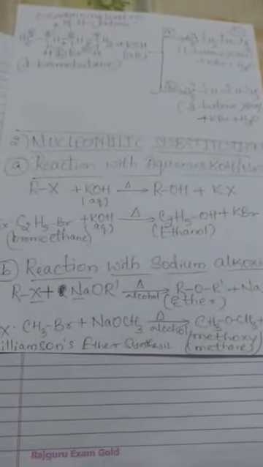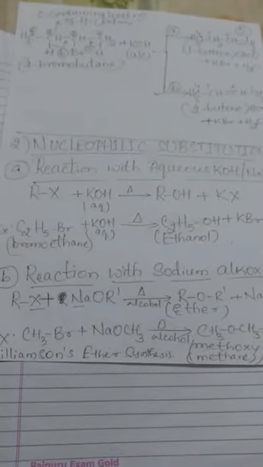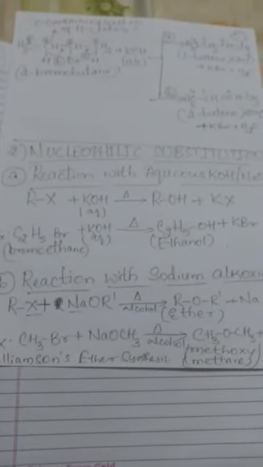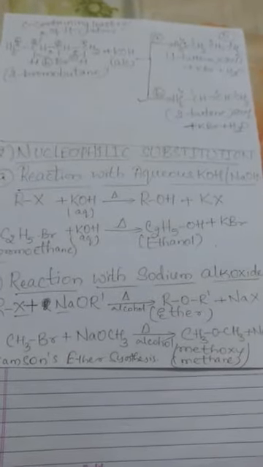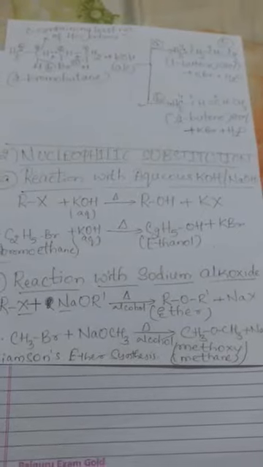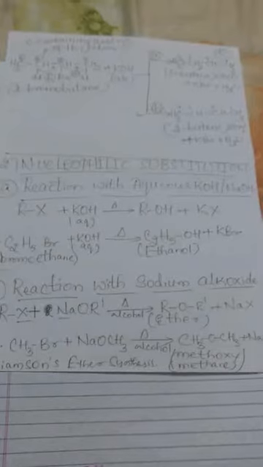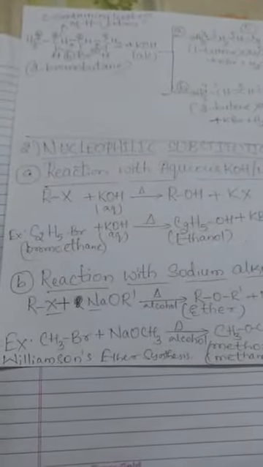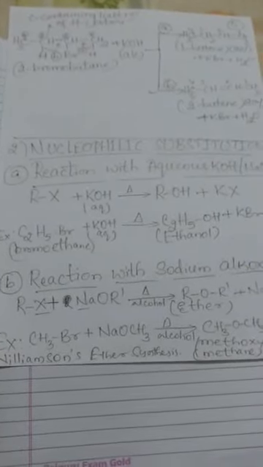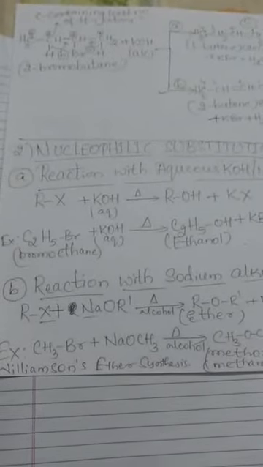Now ethers have the general IUPAC name alkoxyalkane. To look at one particular example, I have taken bromomethane on heating with NaOCH3, that is sodium methoxide in alcoholic medium. The corresponding ether formed is dimethyl ether, which is the common name, and its IUPAC name will be methoxymethane according to the general IUPAC name alkoxyalkane. Now this is a named reaction. It is called Williamson's ether synthesis. So this is the second nucleophilic substitution reaction.